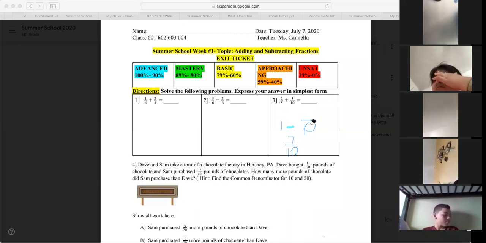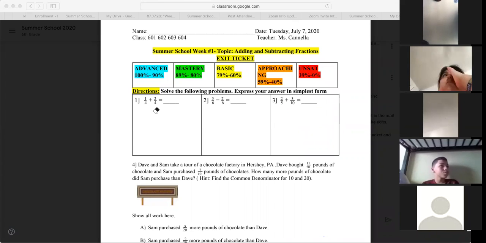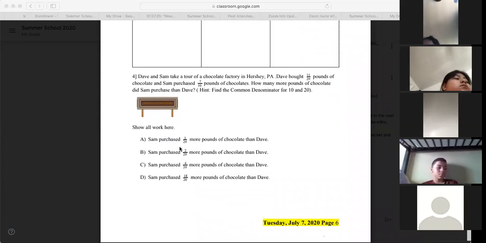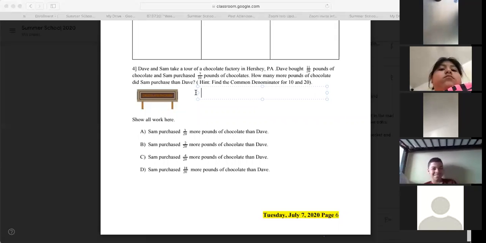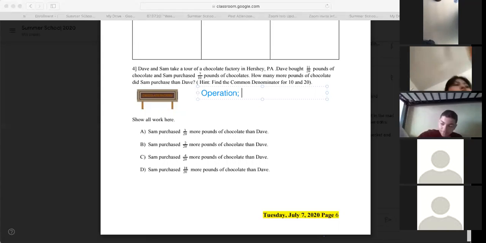Dave and Sam take a tour of a chocolate factory in Hershey, PA. Dave brought 11/20 pounds of chocolate, and Sam purchased 7/10 pounds of chocolate. How many more pounds of chocolate did Sam purchase than Dave?